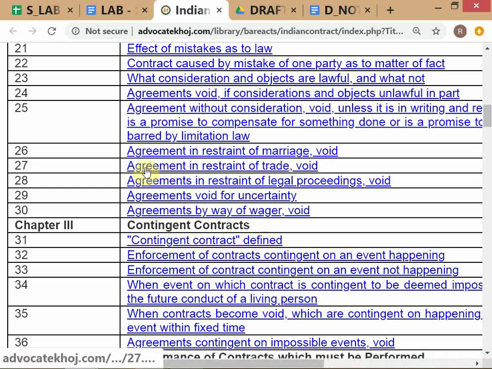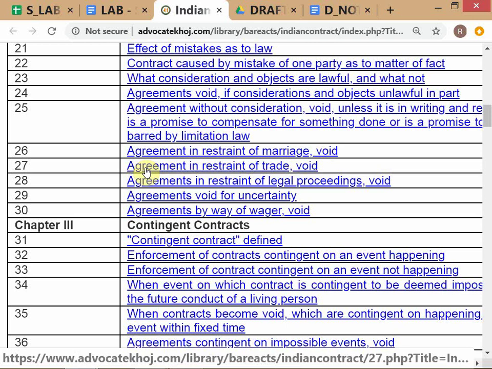Agreement in restraint of trade. If a team in the IPL hires a player saying you are hired, but if you leave the team you can't play for any other team for the next 5 years, that part will not be enforceable, because you are restricting his trade. You are restricting him from earning his living, practicing his profession. There are some exceptions to this, such as non-compete agreements.